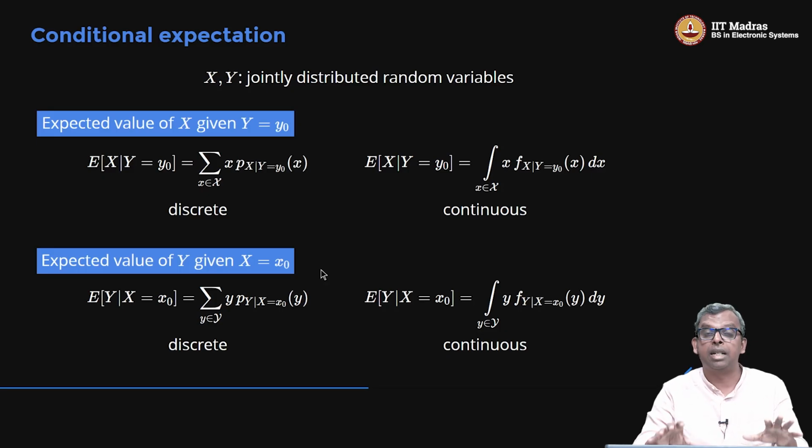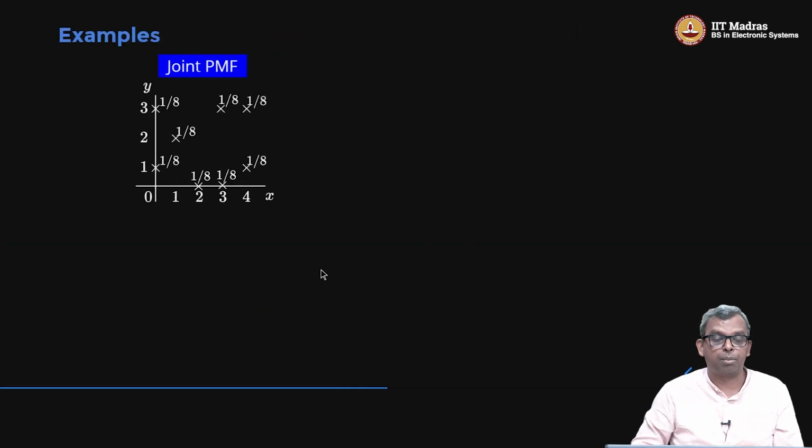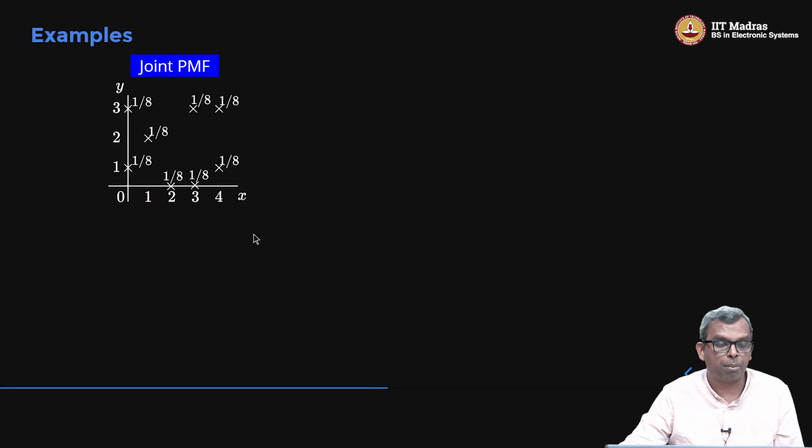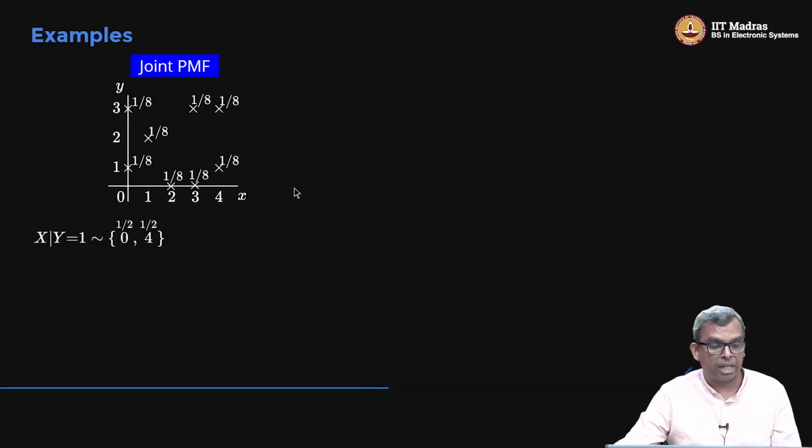But this computation is the most vital computation. Given a particular y naught, you should be able to find the expected value of X given Y equals y naught. Okay, this computation is very important. Like that, given a value of x naught, you should be able to find the expected value of Y given X equals x naught. This is the first and most important part of the computation. So let us see a few examples of this. Let's go back to our example where we had the same discrete joint PMF. Earlier I had shown this example as well. Let's try and compute the conditional expectation.